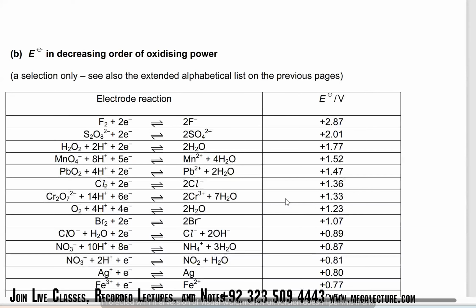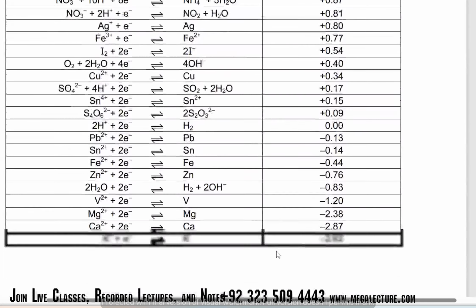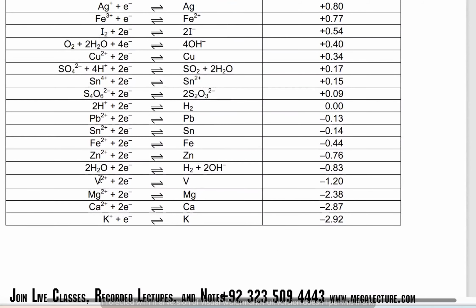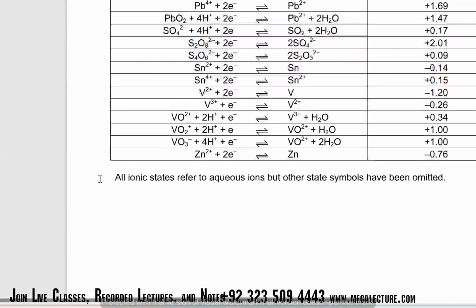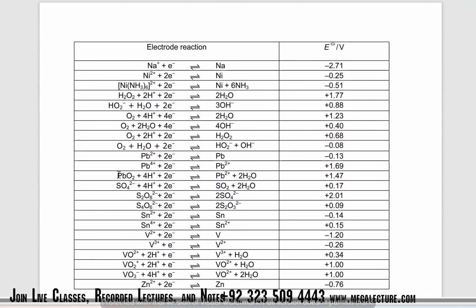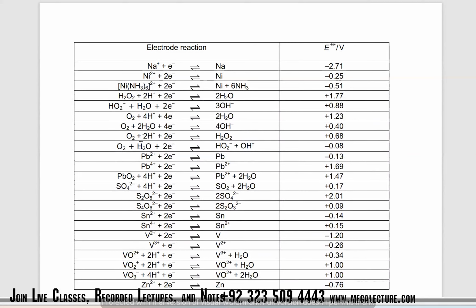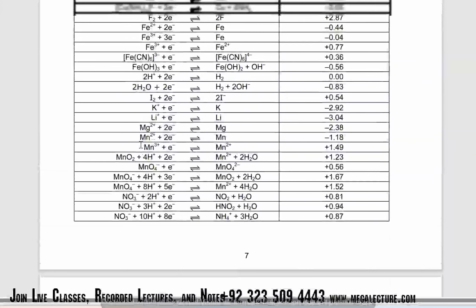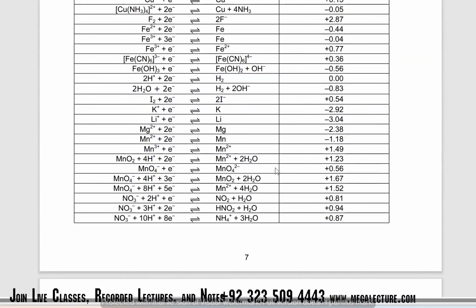So lithium is getting oxidized. Where is lithium? Here, this is lithium. This is your lithium equation, minus 3.04 volts. And iodine is just above it. This is your iodine equation.